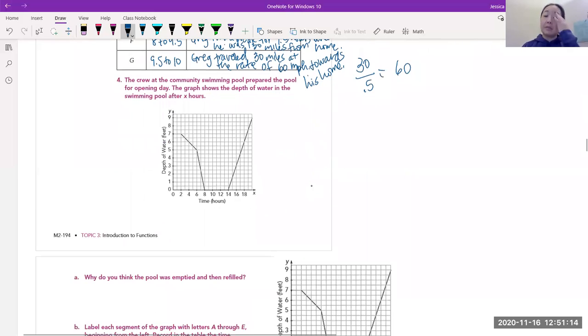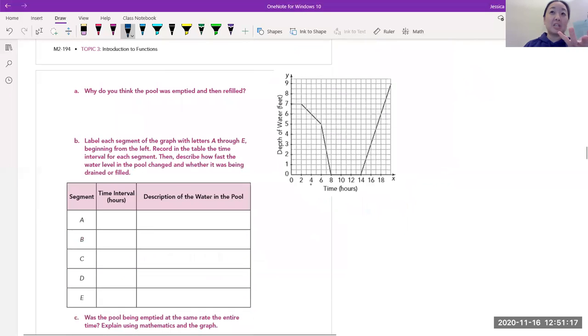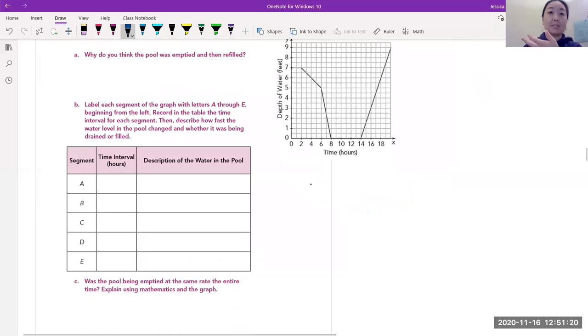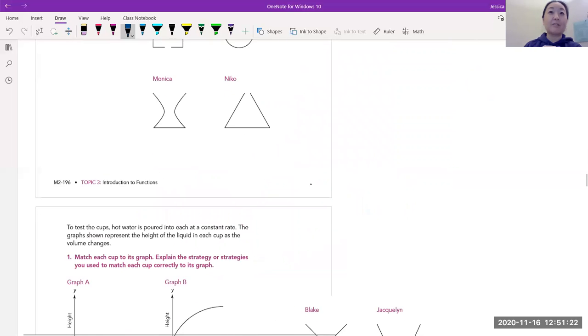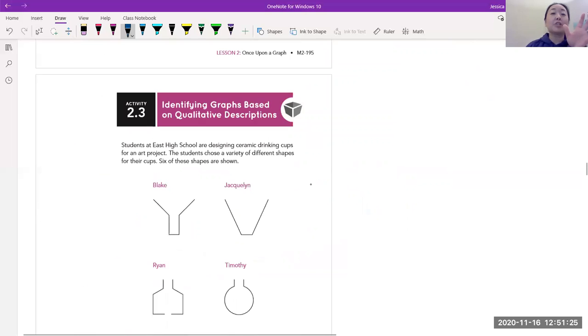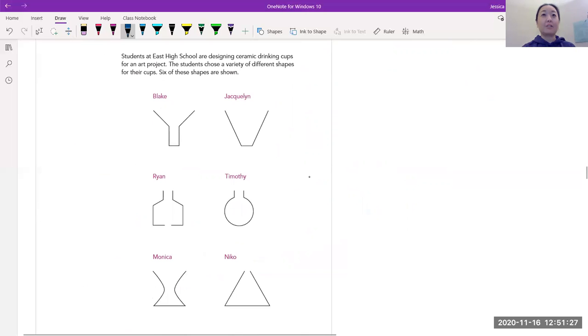But we were going to do the same thing with the pool. It's good practice to do. But what we're going to do is this. Here, this is 2.3. This is with cups. Now Blake made this. They all made these cups in pottery class, right? And assuming there's a glaze so they're drinkable cups, you can drink out of them, because they put a special FDA approved food glaze on, right? So here's Blake's cup. Here's Jacqueline's cup. Here's Ryan's cup. Timothy's cup, Monica's cup, and Nico's cup.